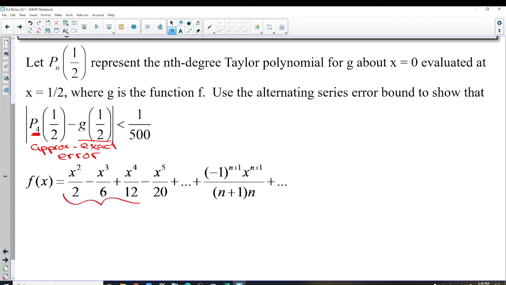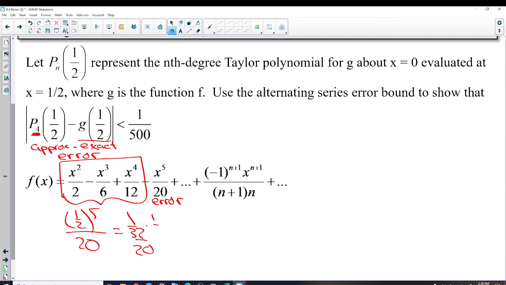So in other words, they've used this much right there to approximate it. And so here is the most the error can be. So 1/2 to the 5th over 20, which is 1 over 32 over 20. Now instead of dividing, we can multiply by the reciprocal, which is 1 over 640, which is less than 1 over 500. The calculations are very simple. Knowing to do that is the tough part. That's it. And I probably should throw in that this is actually negative and that we actually do the absolute value of it. We report error always as a positive value. That's it. That's all you had to do.